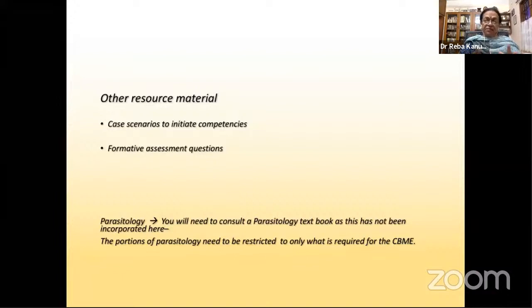So briefly about the life cycle and the transmission, but concentrate more on the disease process as well as the diagnosis. The diagnosis is what, as microbiologists, they need to know. What are the specimens which have to be used for diagnosing these parasitic infections? So that is how we have to make use of the existing parasitology books to teach competency-based subjects in microbiology.